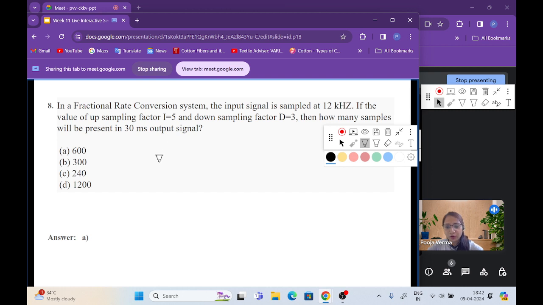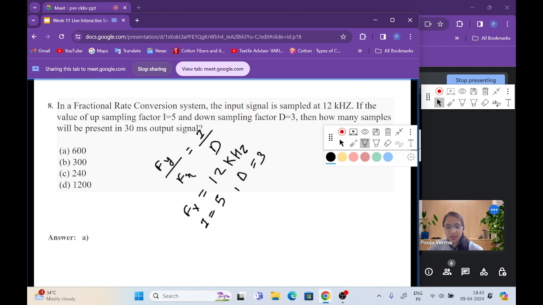So already we know the relation between the output frequency and input frequency in a sampling rate conversion system is Fy divided by Fx equal to I by D, right? So here the input signal is sampled, that means the input sampling frequency is given as Fx is equal to 12 kilohertz. And what other things are given? Interpolation factor is given, I is equal to 5, and decimation factor is given, D is equal to 3.